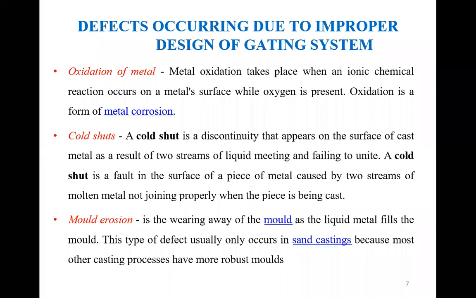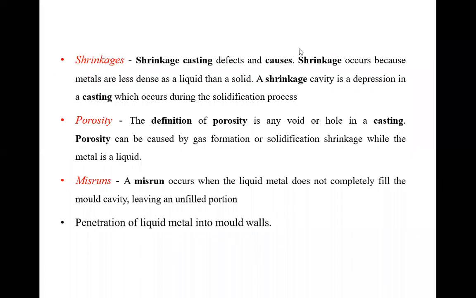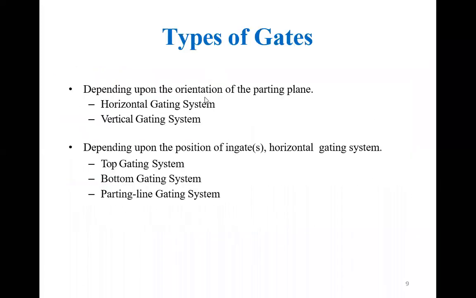When the gating system is designed improperly, these defects start. Another type is when there is a heavy flow or a very low flow of molten metal into the mold cavity, some types of defects occur. So these are the types of gates. One is a horizontal gating system, the other is a vertical gating system. In a horizontal gating system there are top gating, bottom gating, and parting line gating. Most commonly, this is what is used.